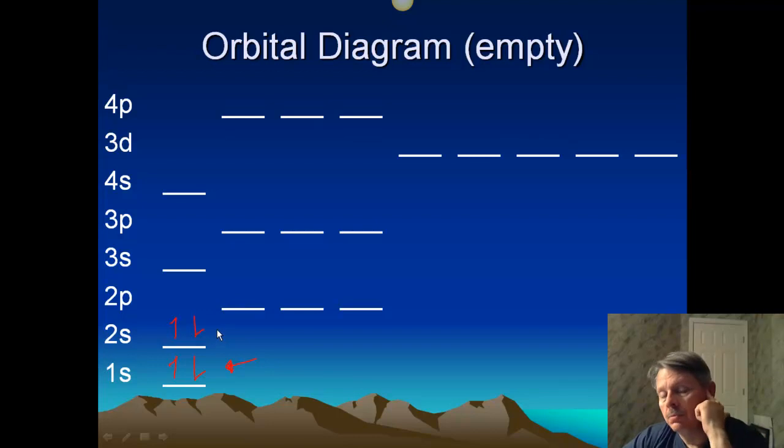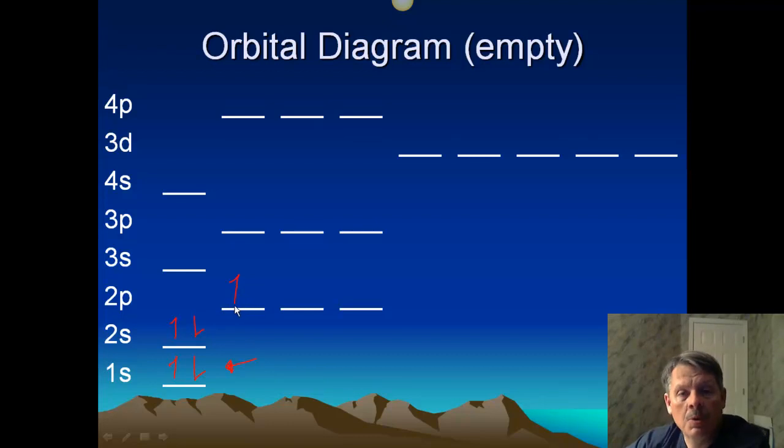Now, what's next? The 5th electron. The 5th electron would be for boron, and it would go here. Now, the 6th electron, Hund's rule says you can't put the 6th electron next to the 5th one because it really doesn't want to be close to it.